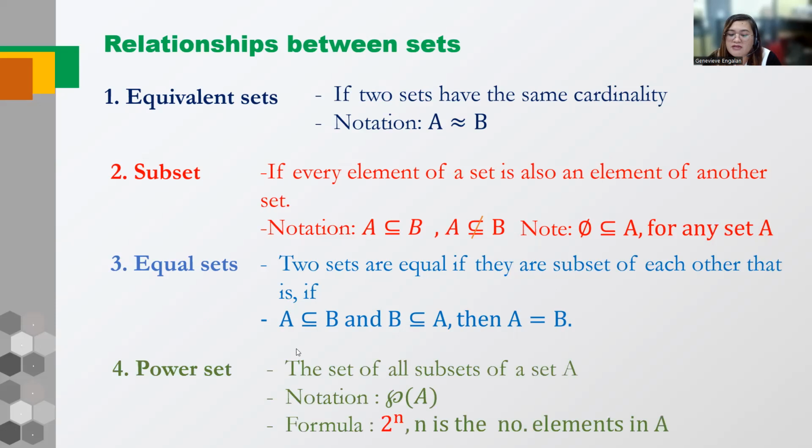Okay? Then we have the power set, the set of all subsets of a set A. So, ang notation niya is P of A. So, pwede na to siya alistan ha. So, we have the notation P of A. So, ang pagkuha sa cardinality sa power set is 2 to the n. So, ang n is the cardinality of A. So, let's have an example.